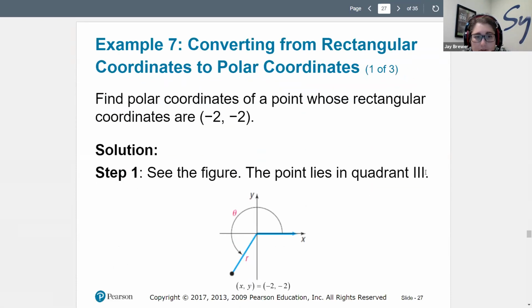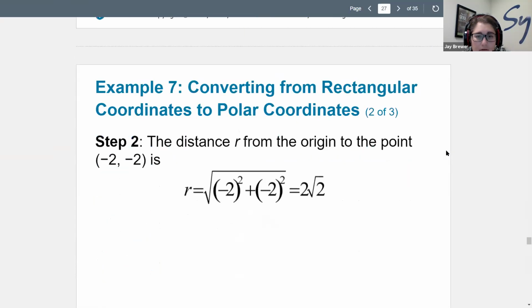Okay, so this is just walking through another example. They gave us (-2, -2), which lies in the third quadrant. So again, the first step, they drew it. Second step is going to be to find your r value. Well, -2 squared and -2 squared gives you 4 and 4, which is the square root of 8 again. So r is going to be 2 square root of 2.